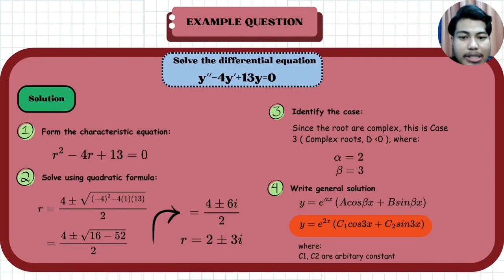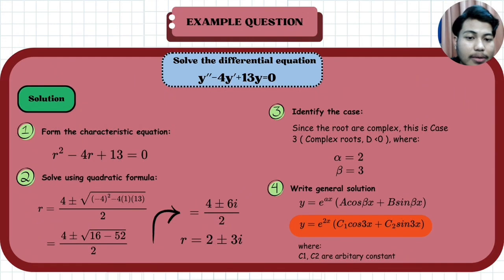For the last part from me, let's look at an example. The example given here is to solve the differential equation y double prime minus 4y prime plus 13y equals 0. For the first step, we need to form the characteristic equation, where we change the y with r for easier terms, and the equation becomes r squared minus 4r plus 13 equals 0. The second step is to solve this equation using the quadratic formula. We insert the numbers into the formula and we get r equals 2 plus minus 3i.